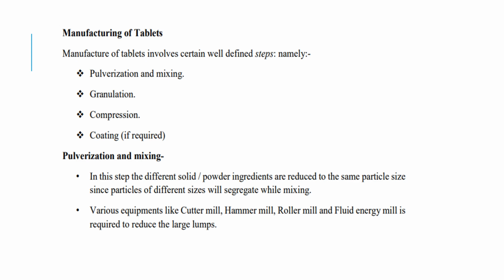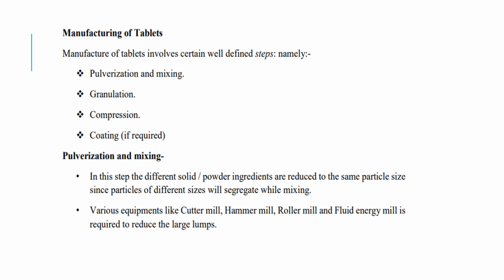And coming to the manufacturing, there are certain steps that are followed for manufacturing a tablet, which includes pulverization and mixing, granulation, compression, and if required, coating. So these are the main 4 steps that are followed for manufacturing tablets.